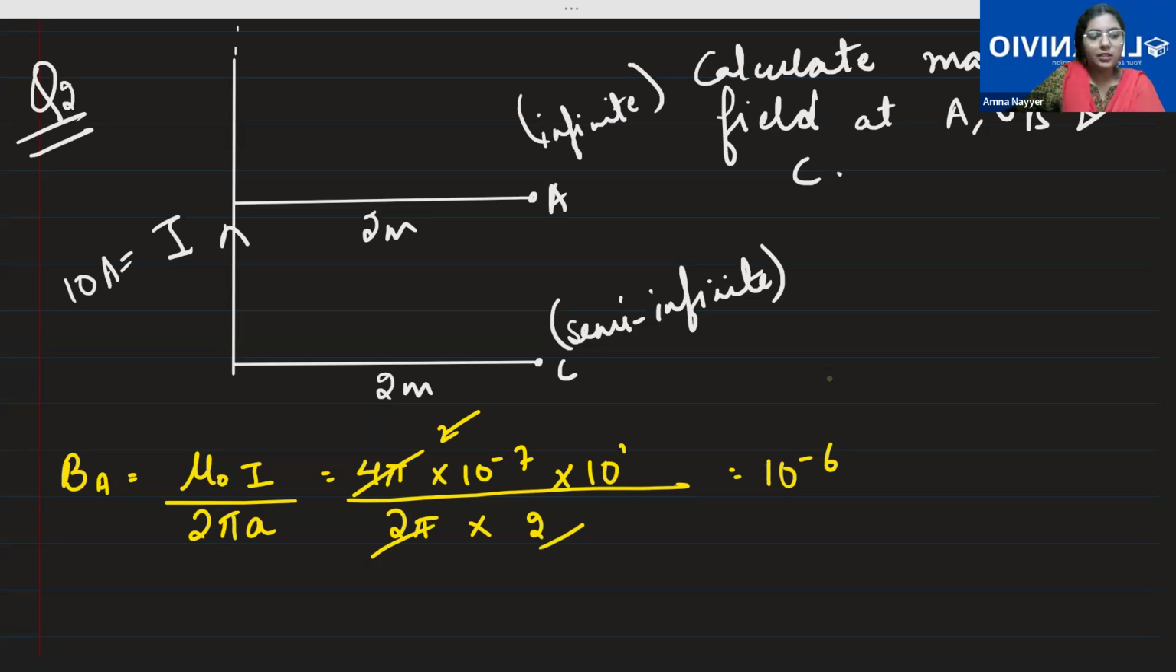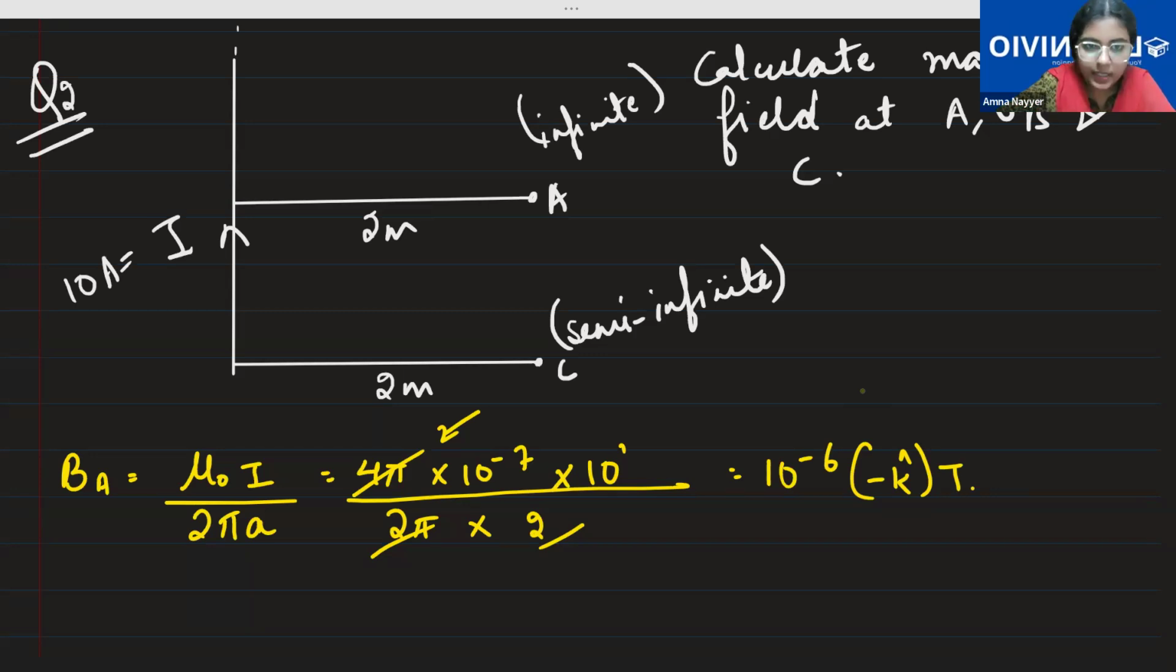Now let's see the direction. Current is going upwards. Point A is lying on the right. Finger is pointing inwards. That is minus k cap Tesla. Clear?